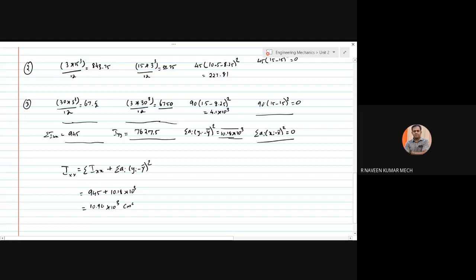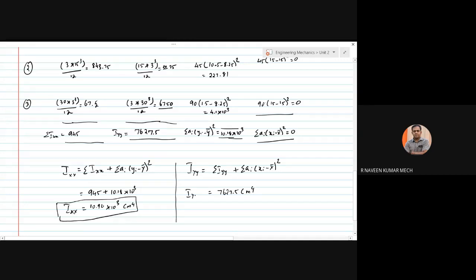The unit is centimeter to the power 4. That is the unit for Ixx, the moment of inertia. If you solve up to this point in the conventional test, you will get 10 marks. Iyy is summation of small Iyy plus summation of Ai into (xi minus x bar) whole square. We get the value 7627.5 centimeter to the power 4. That is the value of Iyy.